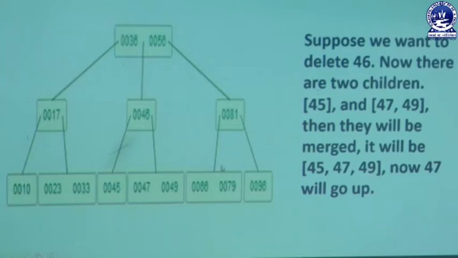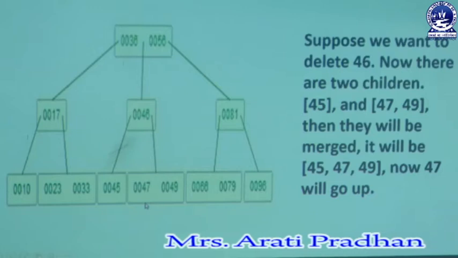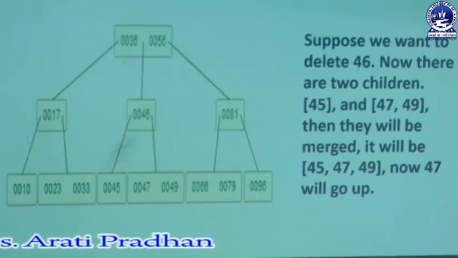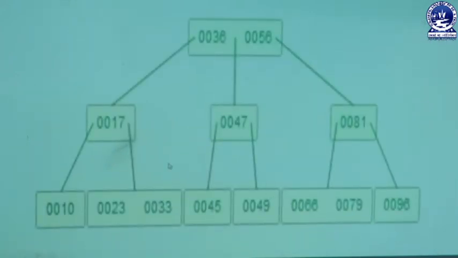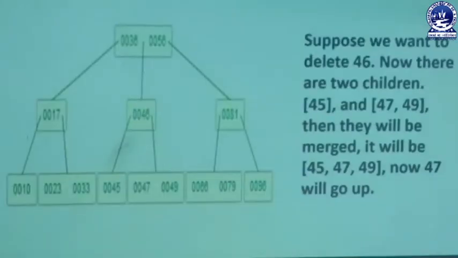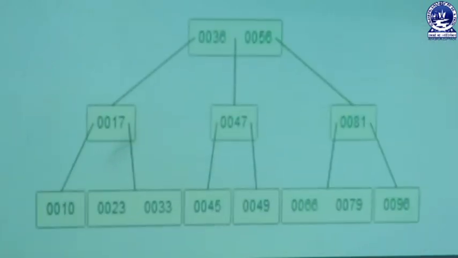Suppose here we want to delete 46. First step, we need to locate where 46 is present. Here the 46 value is present. Now there are two children, one is 45 and another one is 47 and 49. Then they will be merged and it will be 45, 47, 49. Now 47 will go off. Here I have presented that one. Here you can see that when we have deleted 46, what happens? Here 47 goes off. How?